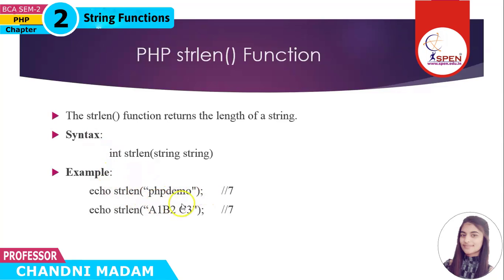Here we will pass "PHP demo". So the length of the string is 7. Here you have to calculate 1st, 2nd, 3rd, 4th, 5th, 6th, 7th. So it gives 7.